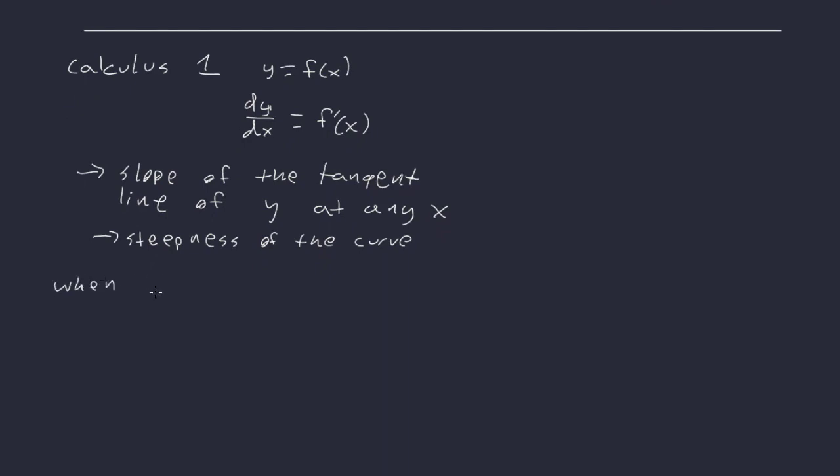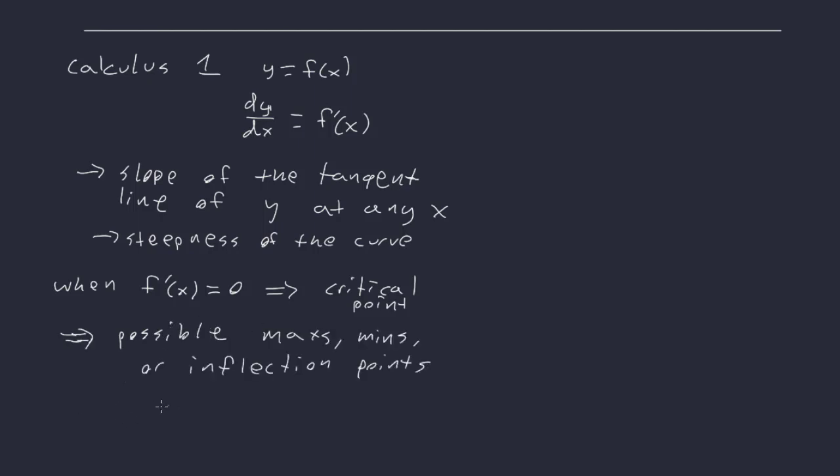There are a couple other things that the derivative can do for us. When f prime of x equals 0, that's a critical point, and that's where we have possible maxes and mins. And specifically, it's the rate of change of y in the direction of x. Well, it turns out that in Calculus 3, it's not any partial derivative that gives that to us.